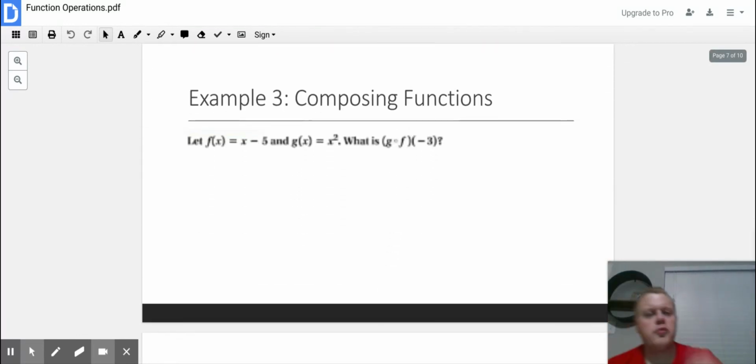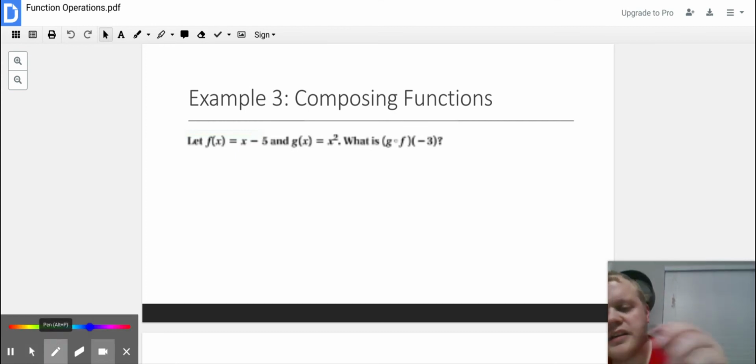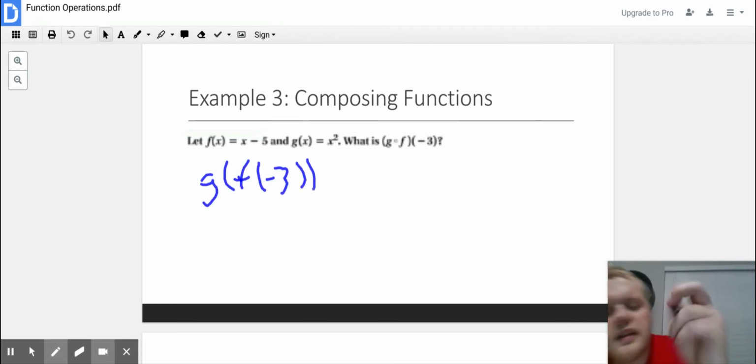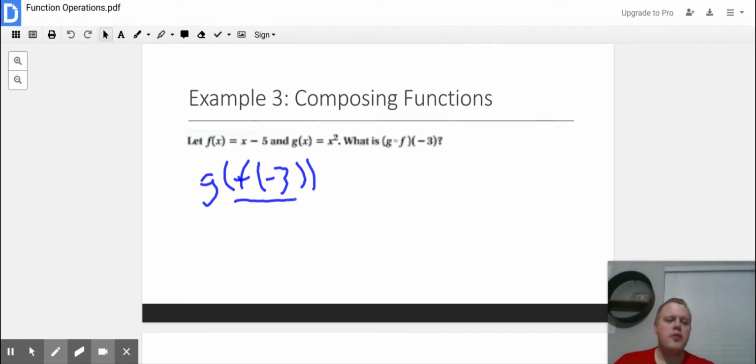So on example 3, let f of x equal x minus 5 and g of x equals x squared. What is g of f of negative 3? So my first step, rewrite the equation here. Again, if I ever see that little circle there, my first step, rewrite it. So it's going to look like this. Since f is closer to negative 3 there, then it's going to be g of f of negative 3. That means I'm solving first for that f of negative 3. So I'm going to pull that out and solve for that first here.